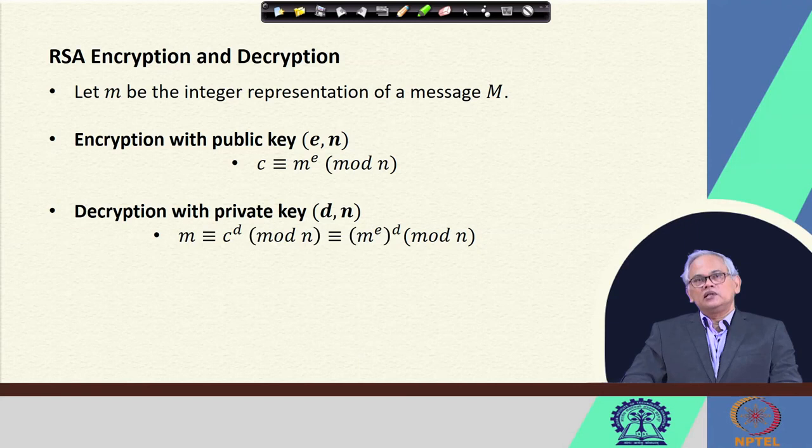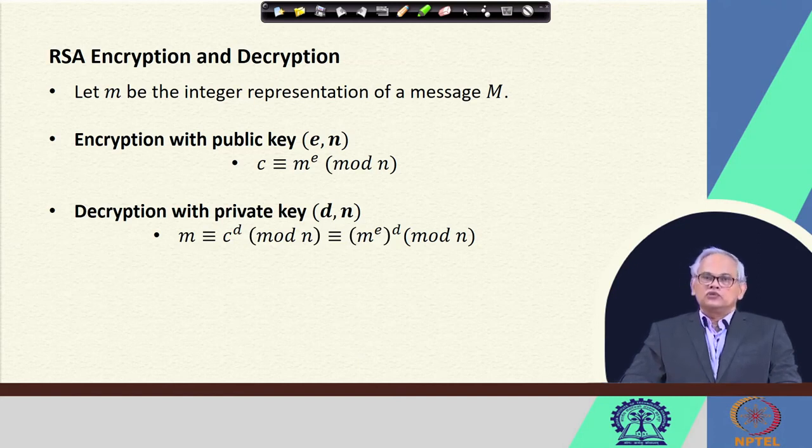So, that means C raised to the power d mod n. But what we see in the previous bulleted point is that C is m raised to the power e mod n, and then this m raised to the power e mod n, the whole raised to the power of d. So, that will be m raised to the power e raised to the power of d mod n, and this modular arithmetic can be shown to be the same as m raised to the power e times d mod n, and that will give us back the value lowercase m, and that integer representation again can be converted back to the actual message m.